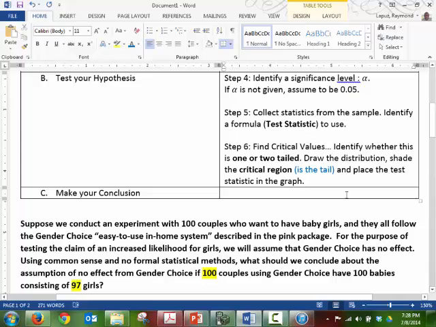After you draw the graph with the critical values and the critical region, you're going to put your test statistic in that graph. If you have two tails, then your critical region will be on both sides of your graph. If it's one tail, then it's going to be on only one side. Which side depends on the tail.